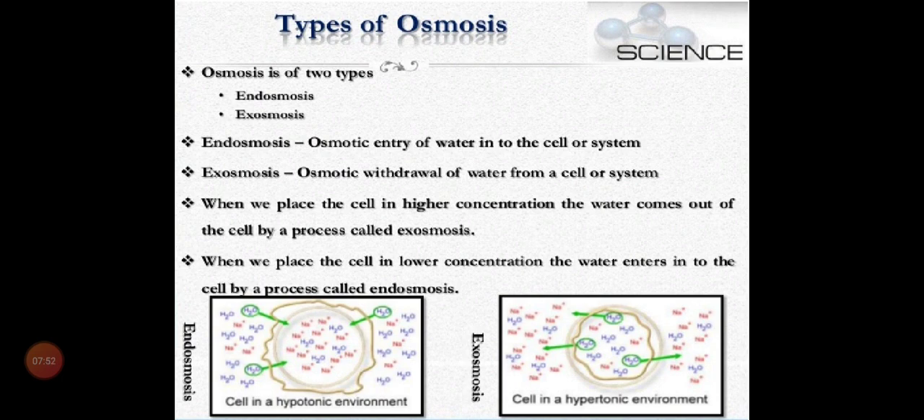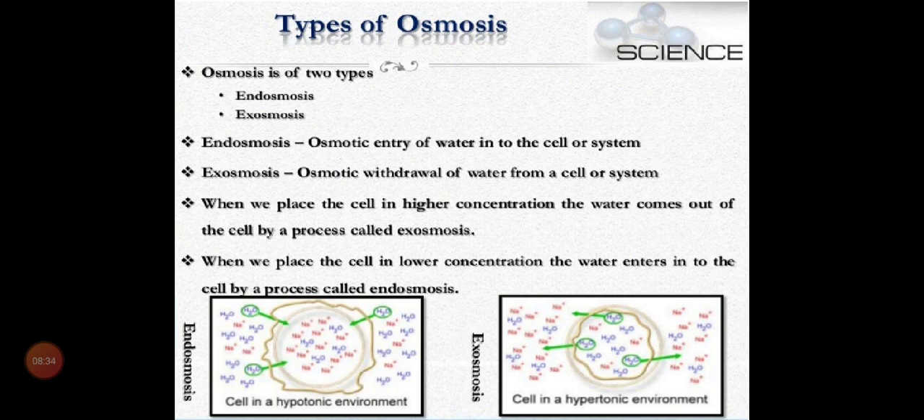Clear about what is osmosis? Moving of water molecules from higher concentration to lower concentration is called osmosis. And here you want to remember, moving of water molecules from higher concentration to lower concentration through a semi-permeable membrane, or selectively permeable membrane, or plasma membrane is called osmosis. So osmosis happens in a living system through a semi-permeable membrane, or a selectively permeable membrane, or a plasma membrane, from higher concentration to lower concentration.